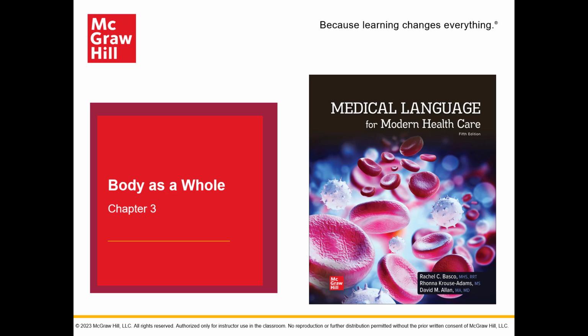Today we're going to cover Chapter 3, Body as a Whole. Some of the learning outcomes that we will have throughout this chapter will include using roots and combining forms, suffixes, and prefixes to construct and analyze medical terms related to the anatomy and physiology of the body as a whole. We'll also spell and pronounce medical terms related to the body as a whole. We'll identify elements that compose the body and discuss the structures and functions of those cells.